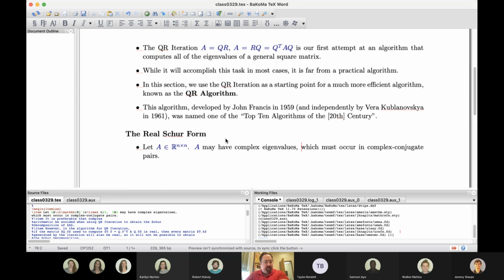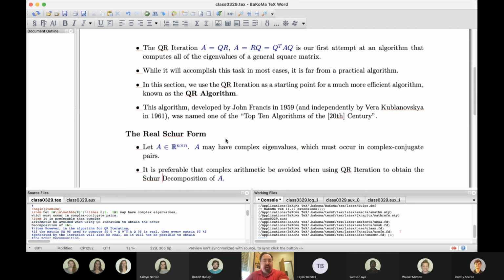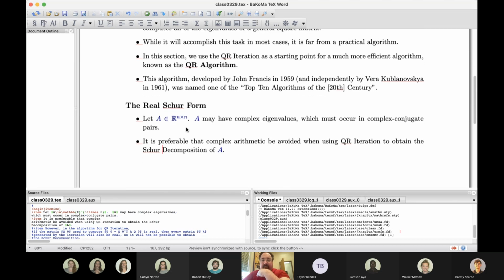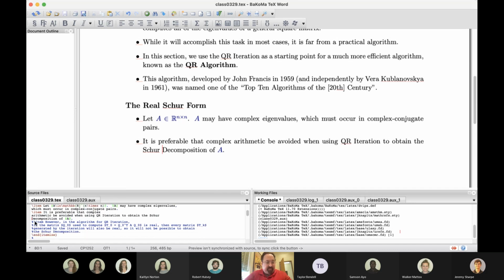Now, it's a very important priority, for reasons I've mentioned earlier. We want to avoid complex arithmetic. So if A is real, we want to do only real arithmetic till the very end, and obtain an eigenvalue revealing form of A that is still a real matrix, just because complex arithmetic is significantly more expensive than, or slower than, real arithmetic.